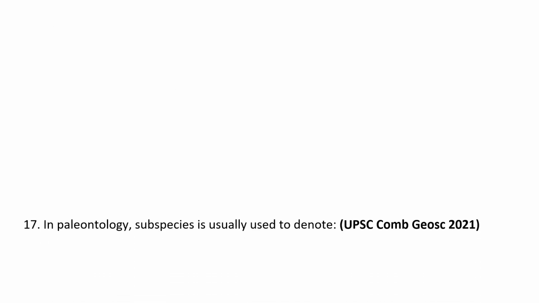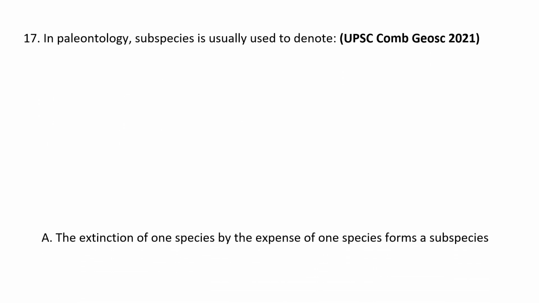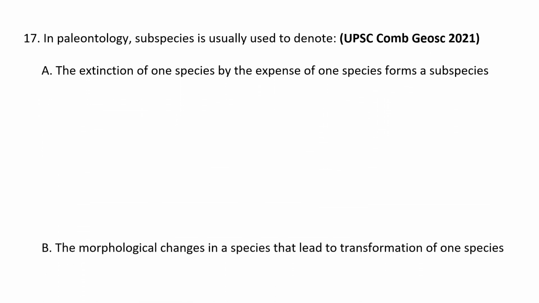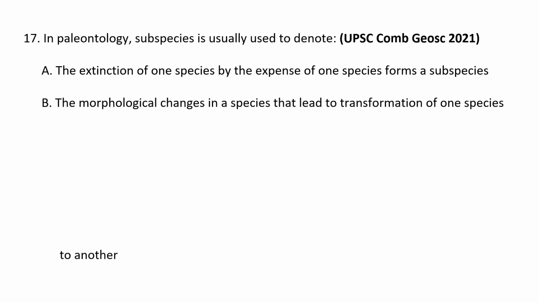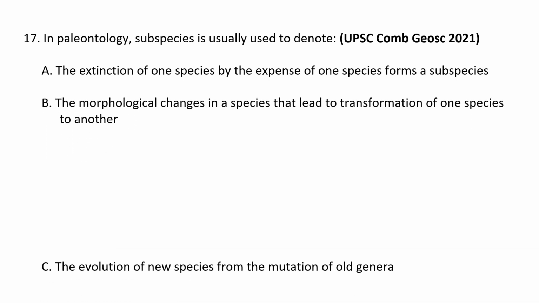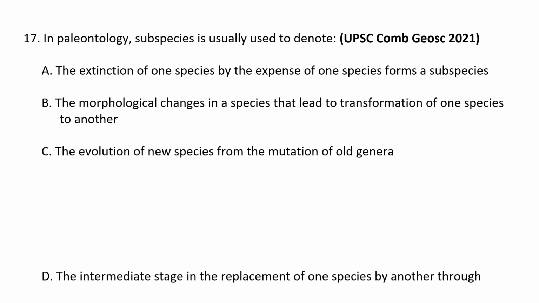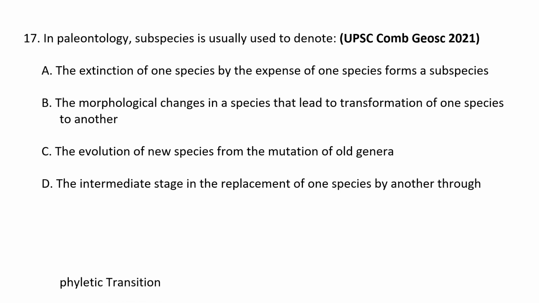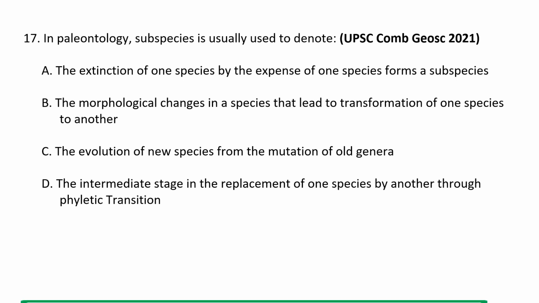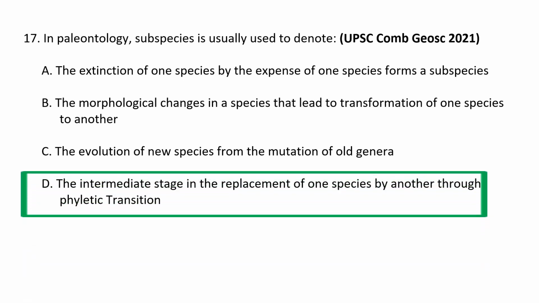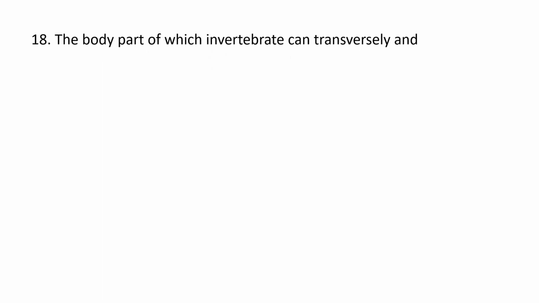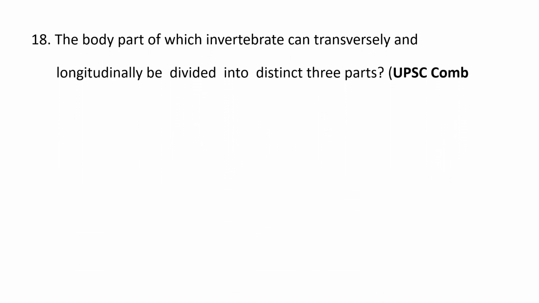Next question. In paleontology, subspecies is usually used to denote: A. The extinction of one species at the expense of another forms a subspecies, B. The morphological changes in a species that lead to transformation of one species to another, C. The evolution of new species from the mutation of old genera, and D. The intermediate stage in the replacement of one species by another through phyletic transition. So in paleontology, subspecies is usually used to denote the intermediate stage in the replacement of one species by another through phyletic transition.